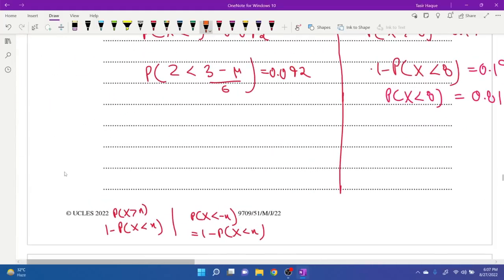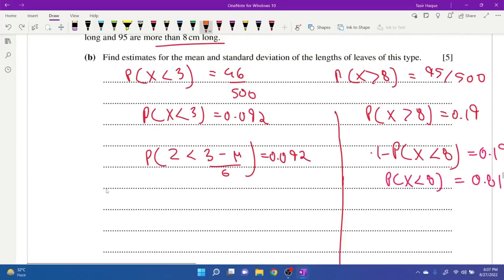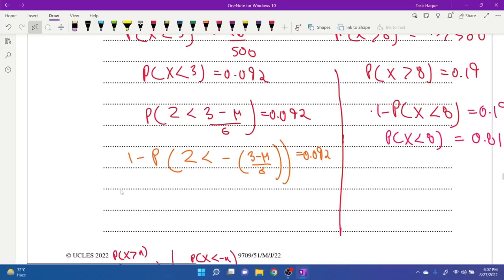Okay, so that is what I'm going to do, since this value is in fact negative. I can write it as 1 minus P(Z is less than (3 minus mu) by sigma) equals 0.092. They don't show the details, but this is what's actually happening. So we end up with P(Z is less than (3 minus mu) by sigma) equal to 0.908.